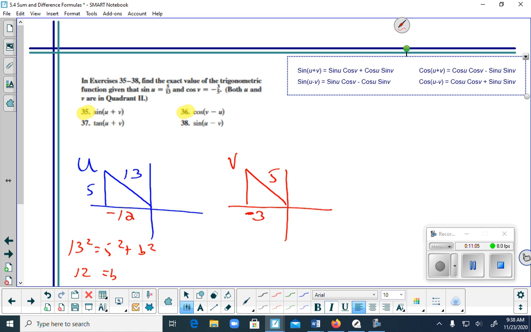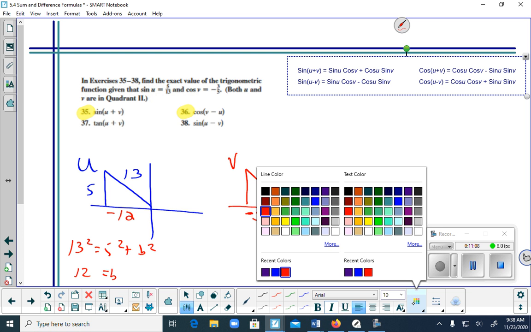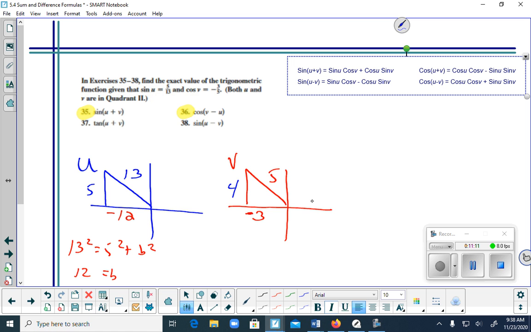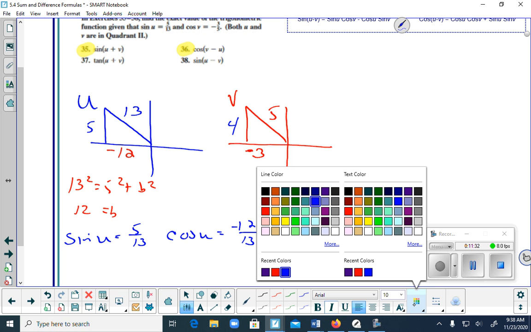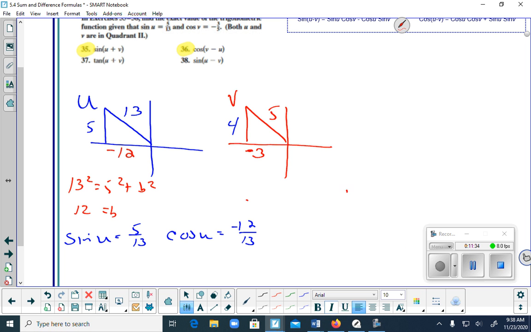They tell me it's negative, so this is going to be a 3. Hopefully by this point you're recognizing a 3, 4, 5 triangle, so this would have to be a 4. So those are my two angles that I have. The sine of u was equal to 5/13, and by looking at this triangle, I know the cosine of u is equal to -12/13. Looking at the other triangle that I drew, they told me that the cosine of v was -3/5, and so the sine of v is going to be 4/5. So I'm just going to write those down.